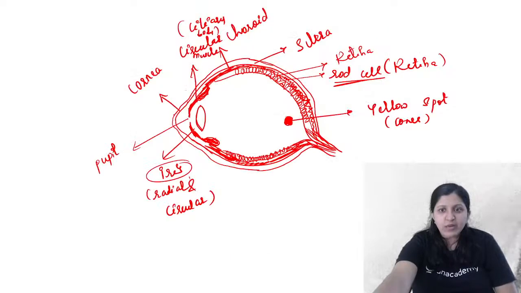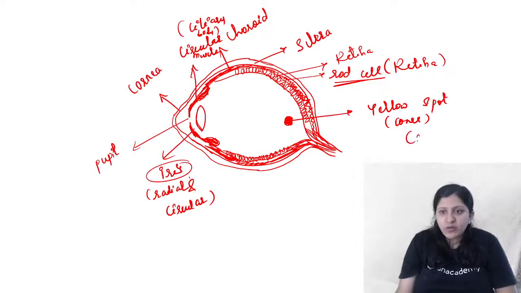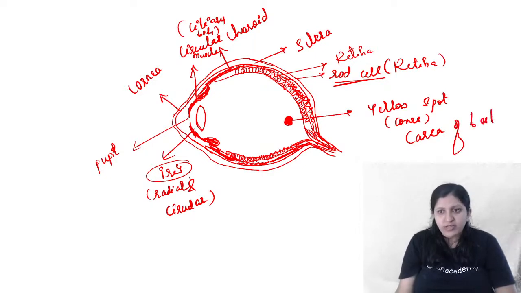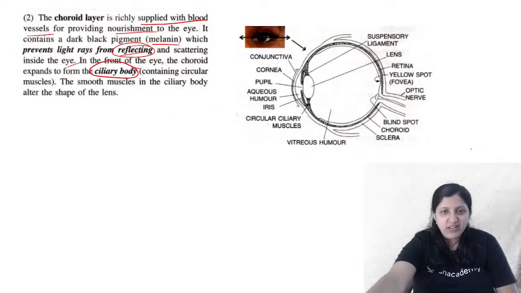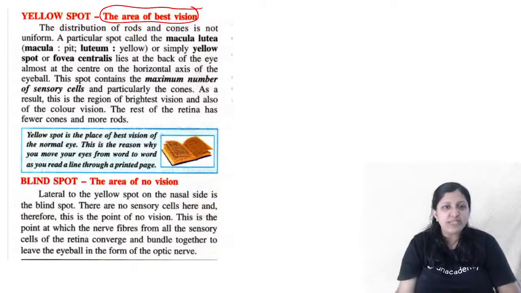Okay, so yellow spot we saw, is basically the area of best vision. Here I was drawing this diagram again, I'll go to that. This yellow spot is the area of best vision. Why? Because you can find the images clearly, or the colorful images, mainly because of this yellow spot. The distribution of rods and cones is not uniform.